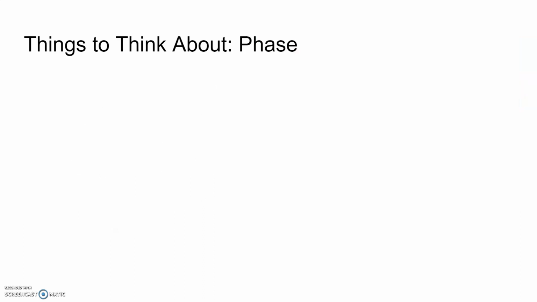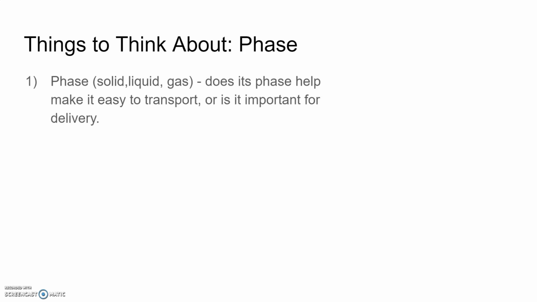All right, so the first property we'll look at is phase, and for phase we're talking specifically of something's a solid, liquid, or gas. One thing that's important about phase is how easy it is for something to transport, or it also can be important in the delivery of that chemical. When I say delivery of that chemical, if it's something that is involved in the body, how it's delivered to cells, for example, or if not, how it's delivered to the substance or the thing that it's used in.